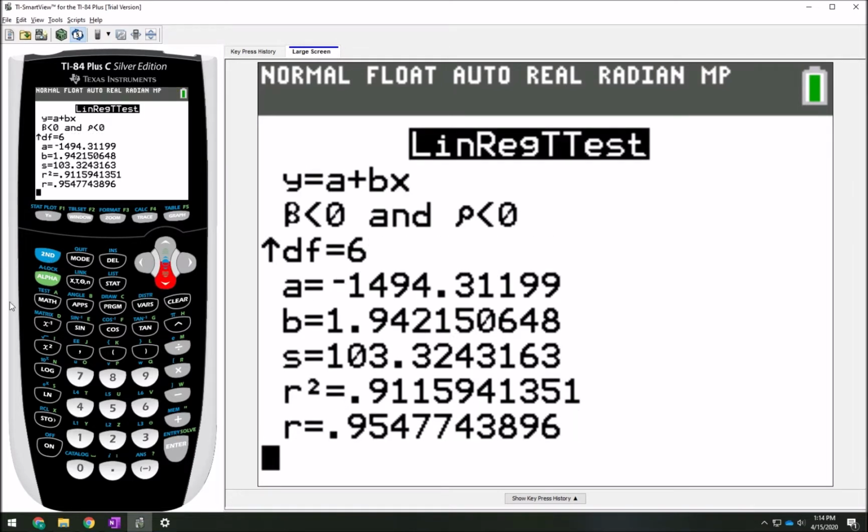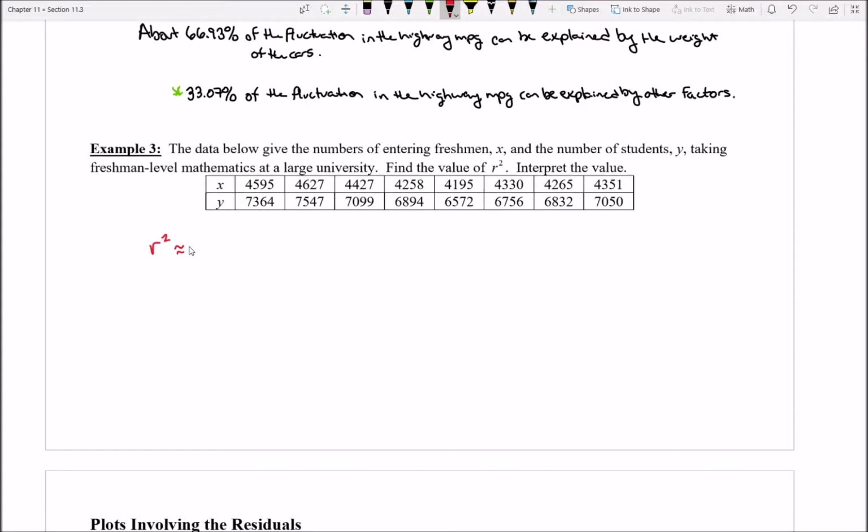When I scroll down, I'll see down here my value of r squared, 0.9116, which is 91.16%. So again, if I was to interpret this, I would say something like the following.